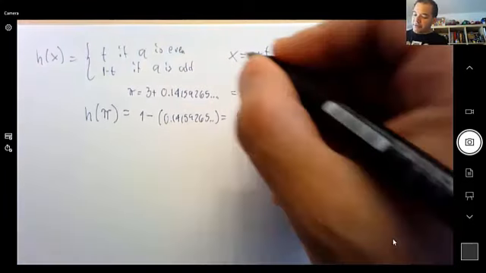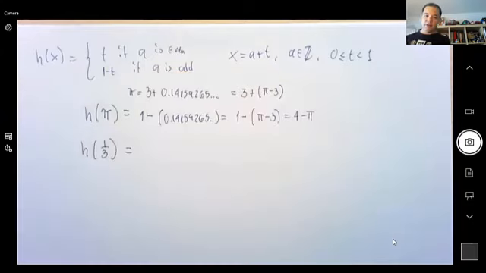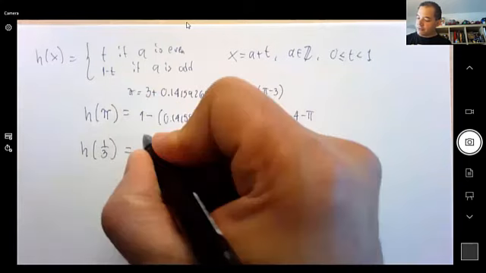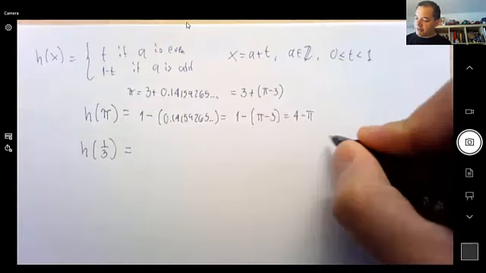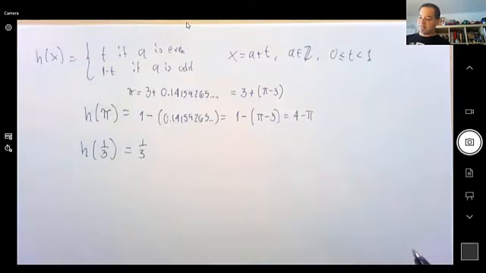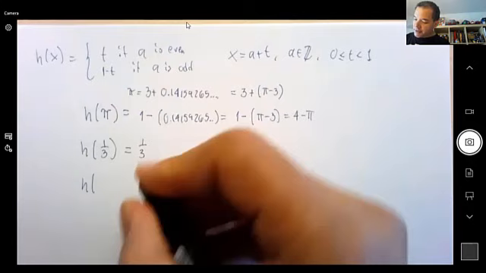Let's do another one. How about h of 1/3? What would be h of 1/3? Can I see the chat? Hold on a sec. Zero point three, three again. Zero point 333. 1/3 would be 1/3, right? So you write 1/3 is just 0 plus 1/3. The integer part is zero. Zero is even. So h of 1/3 is just 1/3, right? That's it. How about h of 8/7?